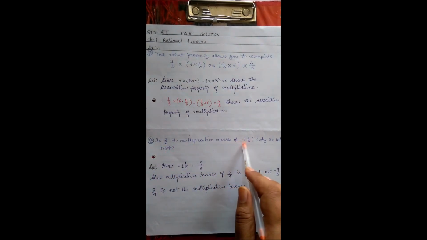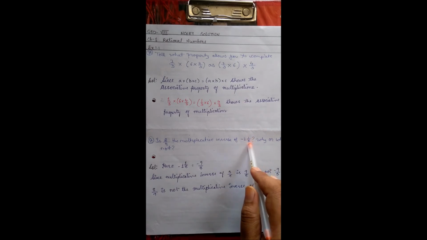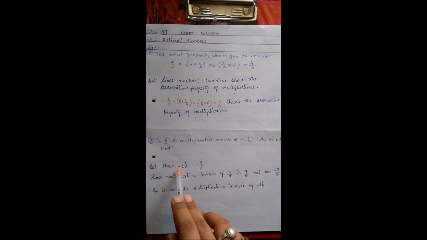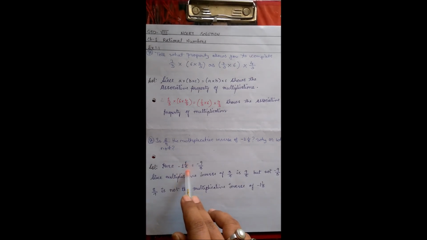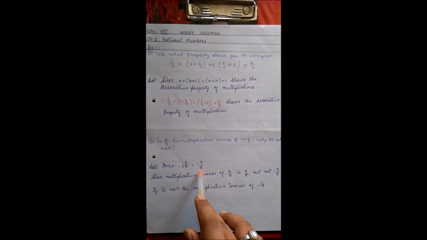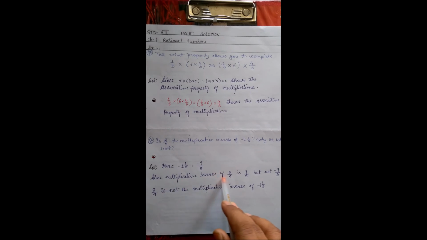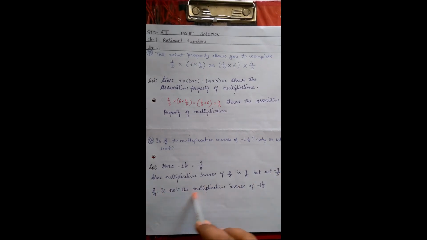Is 8 upon 9 the multiplicative inverse of minus 1 and 1 by 8? Why or why not? Now minus 1 and 1 by 8 equals minus 9 by 8. Since multiplicative inverse of 8 by 9 is 9 by 8 but not minus 9 by 8, 8 by 9 is not the multiplicative inverse of minus 1 and 1 by 8.